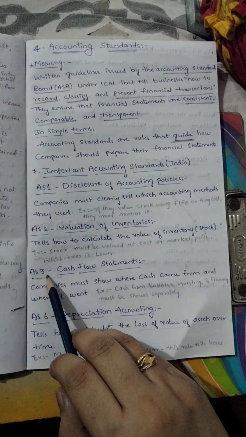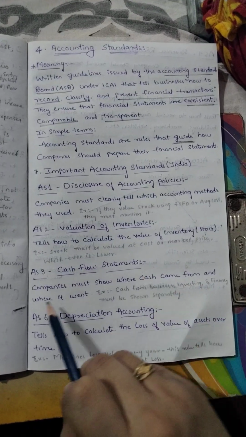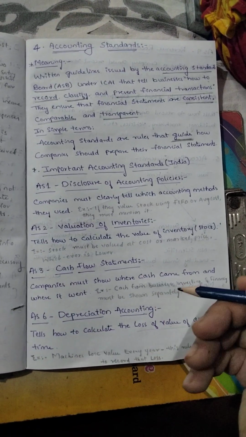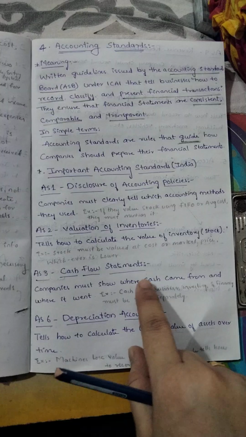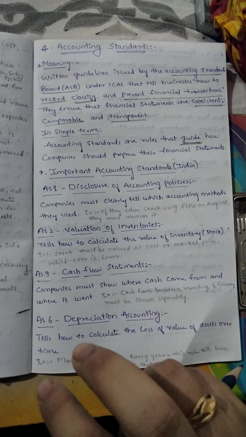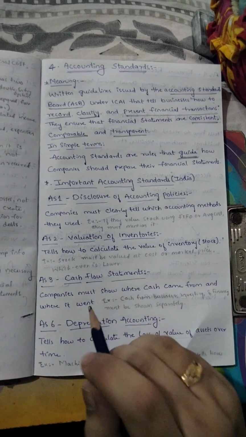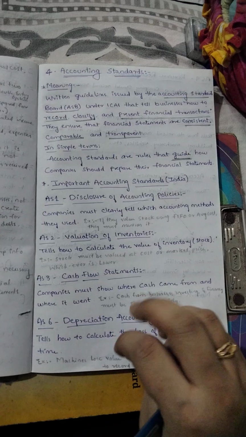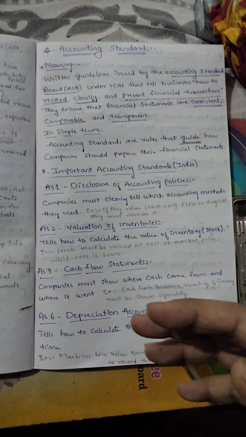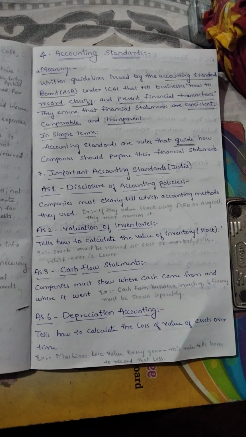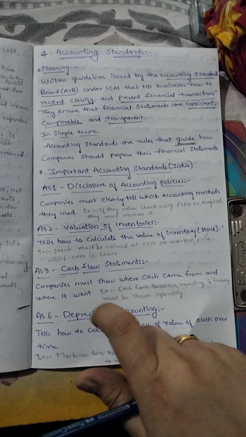And the accounting standard 3, that is cash flow statement. Cash flow statement means companies must show where cash came from and where it went. For example, cash from business, investing and financing must be shown separately. This is called cash flow statement. Where the company gets the cash and where the cash went, we have to mention everything separately.